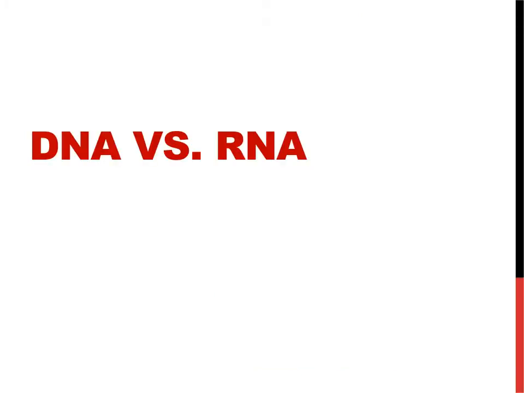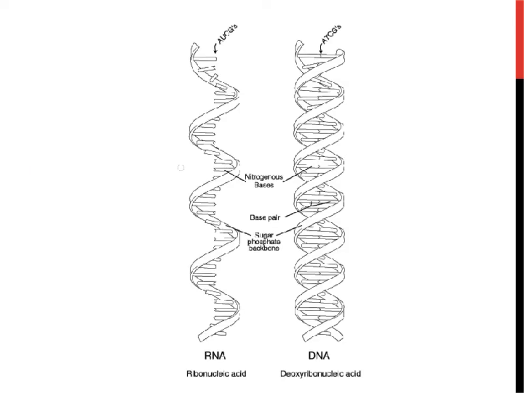Okay, differences between DNA and RNA. The first thing we notice is the difference in the name. RNA is ribonucleic acid because the sugar in there is ribose. DNA is deoxyribonucleic acid, so its sugar is deoxyribose. They both have this sugar phosphate backbone. This is the sugar phosphate backbone. Same thing here, sugar phosphate backbone.